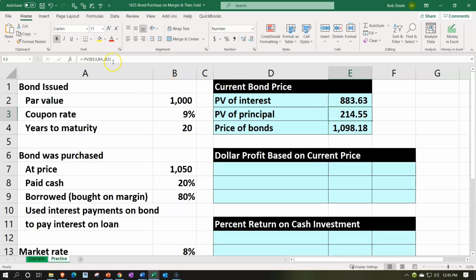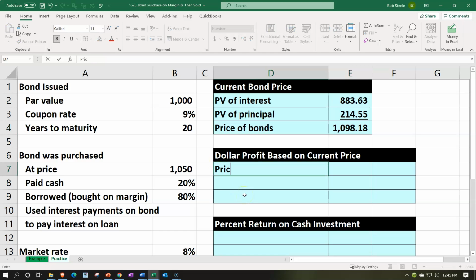Underline under the 214.55, font group, and the underline. So now we're going to calculate the dollar profit based on the current price. If we sell it then, in other words, for this 1,098.18, what was going to be our profit? Well, we bought it for $1,050, even though we financed part of it and really only paid cash of the 20%. Let's just first think about our profit in total.